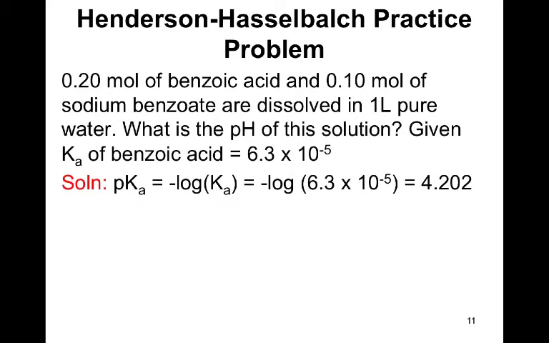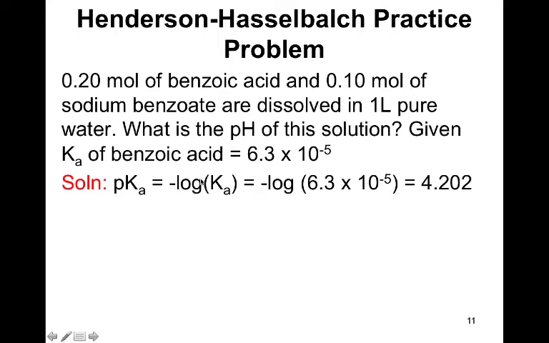Now let's use this Henderson-Hasselbalch equation and solve a practice problem. So 0.20 moles of benzoic acid, a weak acid, and 0.1 mole of sodium benzoate, the anion or the conjugate base of this conjugate acid, are dissolved in 1 liter of pure water. What is the pH of this solution? So what you have been given is the dissociation constant of benzoic acid, which is 6.3 times 10 to the power minus 5. First thing you do is calculate the pKa, which is fairly simple.